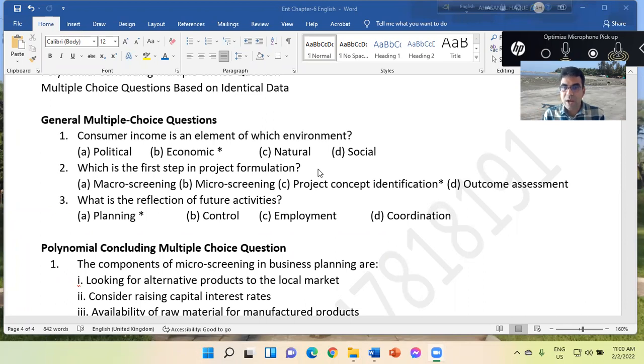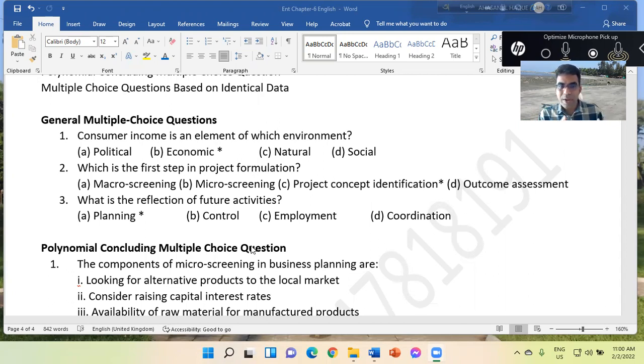প্রথমেই project ধারণা মূল্যায়ন করা, চিহ্নিত করা. Then project will be evaluated using macro screening and micro screening. So A and B will not be the answer. Answer will be project concept identification, right? Sir. Yes. Then number 3, what is the reflection of future activities? বলো, ভবিষ্যৎ কাজকর্মের প্রতিচ্ছবি কোনটাকে বলা হয়?